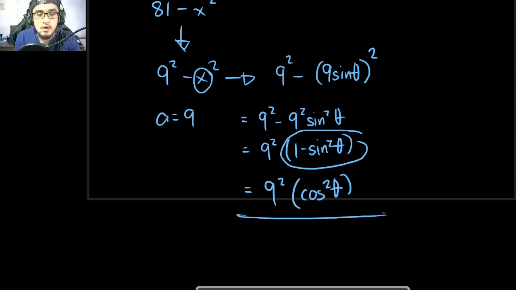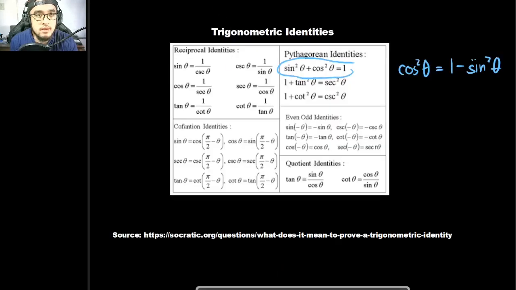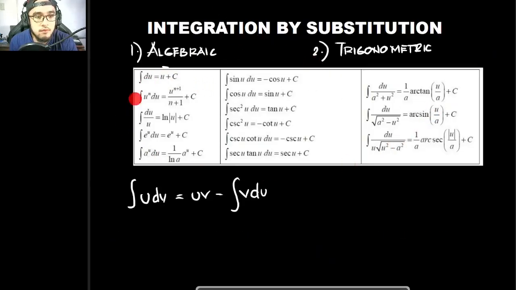Using the trigonometric identity. Okay, so to understand our lesson better, it is better for us to have an illustrative example. In this illustrative example, we are to solve for the integral of dx divided by x squared times the square root of 4 minus x squared. And as you might already know, we cannot solve this using our basic integral formulas like this one right here. We cannot use our power formula, we cannot use this solution or this formula, and we cannot use any of these formulas right away.